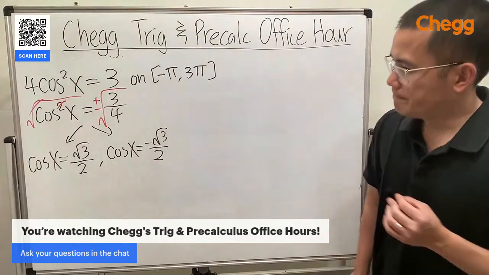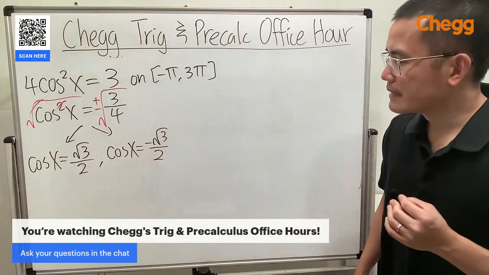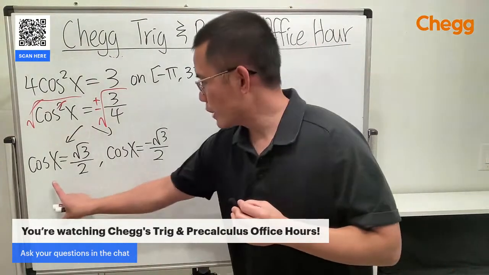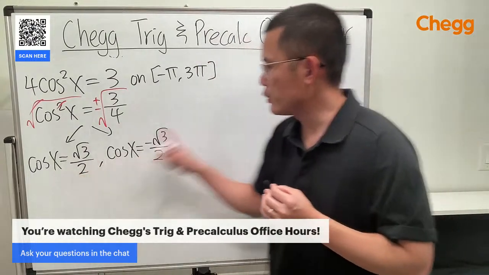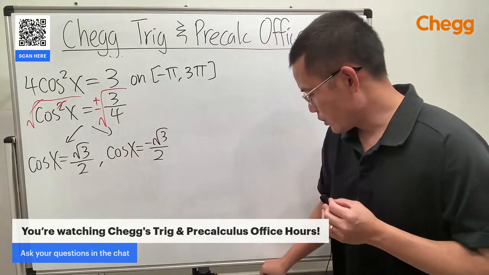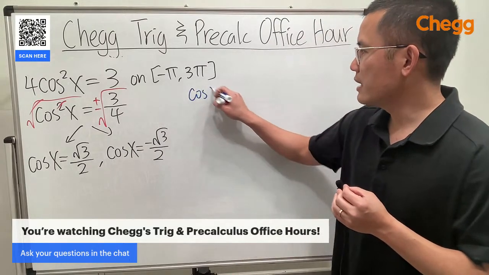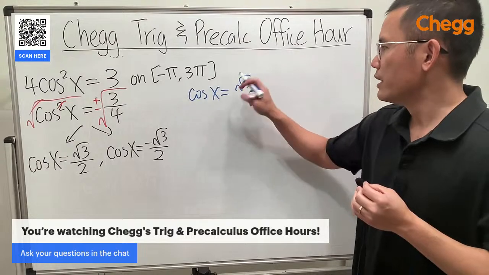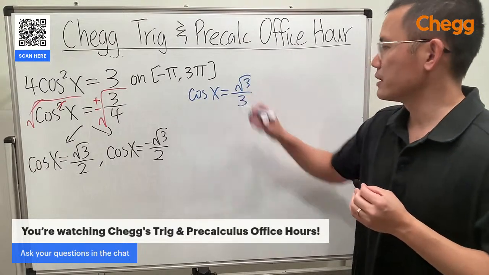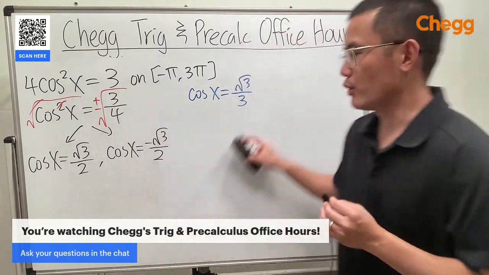All right, let's see. I'm going to write down the final answer here. So I'm going to put this equation here. Let's consider this one right here in blue. So cosine of the angle is equal to positive square root of 3 over 2.